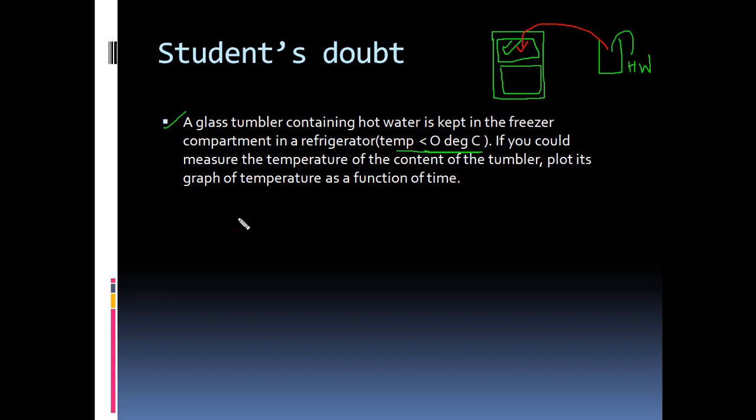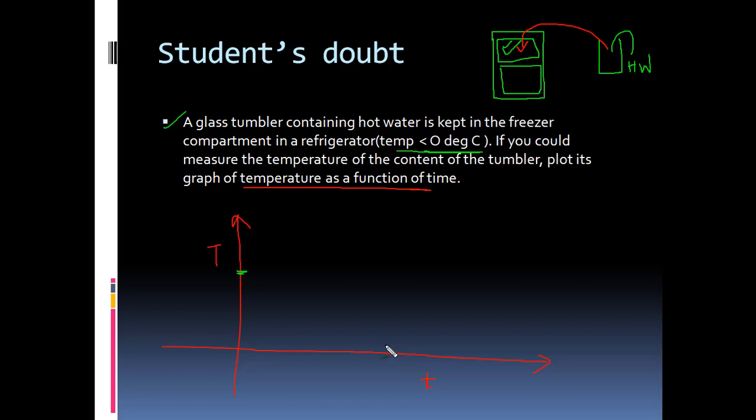So suppose we plot a graph here. Suppose this is the time axis and this is the temperature axis, because it is asking you to plot a graph of temperature as a function of time. That means with respect to time how temperature changes. Now suppose the temperature of the hot water may be 50 or 60, whatever it may be. So suppose this is the temperature of the hot water, before keeping the hot water inside the refrigerator.